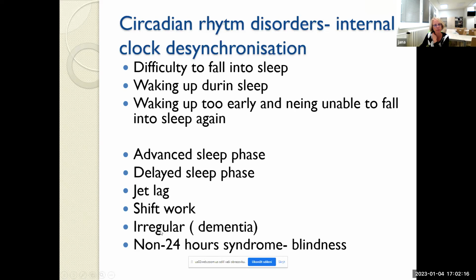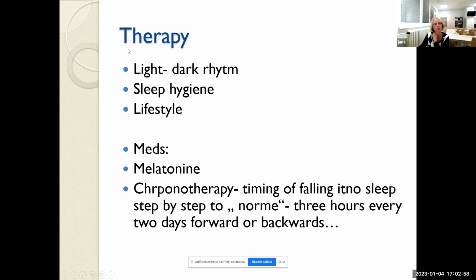Of course, shift workers can have the problem, and irregular sleep is typical for demented people, who have, let's say, Alzheimer's disease, and then they just break their circadian rhythm system. So they sleep during the day, they wake up during the night, and it's quite difficult to take care of these people at home because you need to sleep while they are awake. And of course, we are controlled by the light and by the darkness. Blind people can have non-24-hour syndrome. It means that they have a longer cycle. What we can do, we can of course make the people be in the light and sleep in the dark.